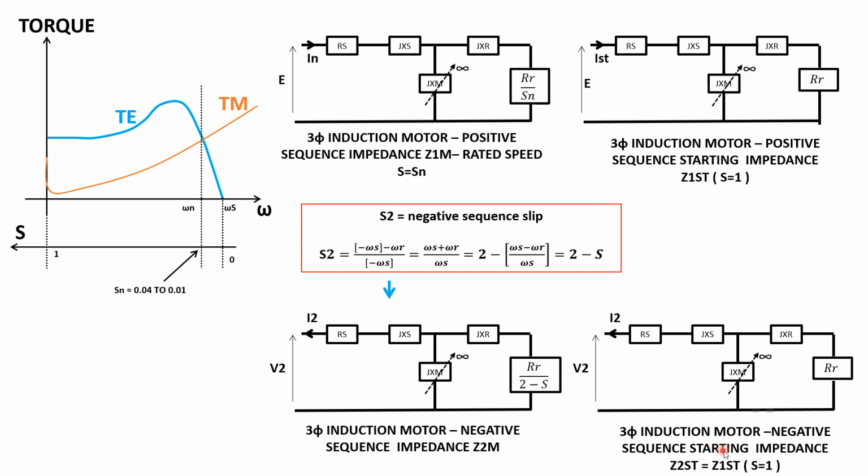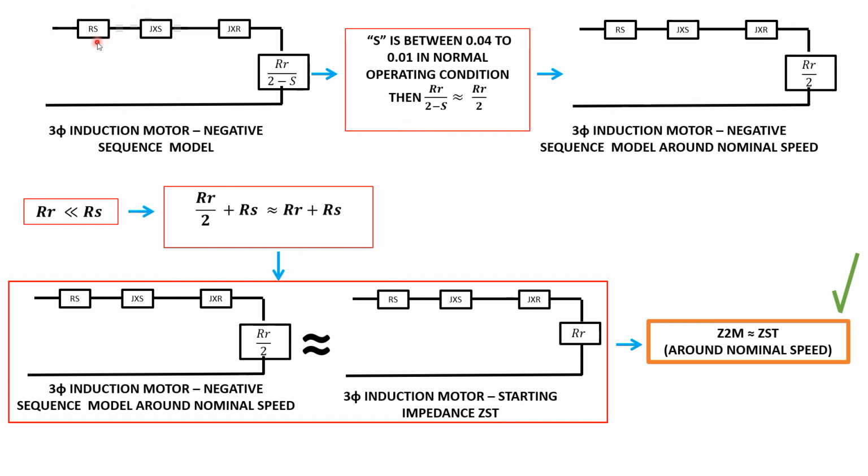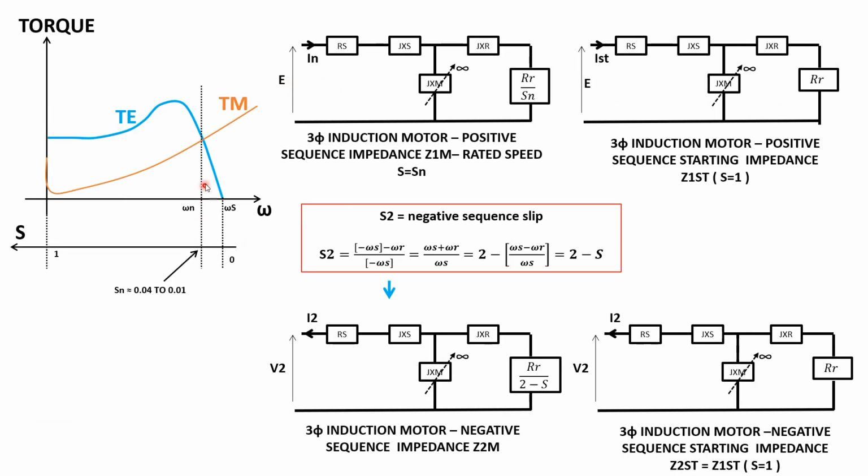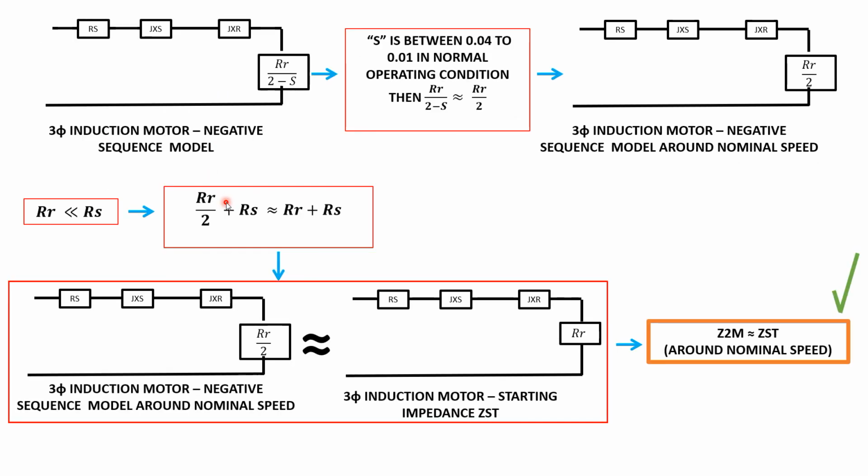So what it wants to say is that the starting equivalents for positive and negative sequence are equal to each other, and when the speed changes, the differences between the positive sequence impedances will appear. So quickly, going to the negative sequence, we want to get some idea about the magnitude of the currents. So we have this negative sequence circuit. Basically, for the operating slip S around the nominal value, they are very small, around 0.04 to 0.01.